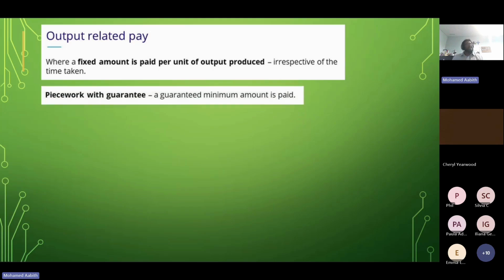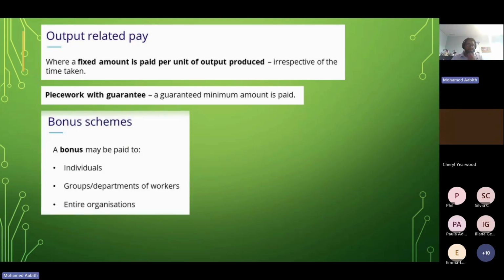So here, another one is piecework with guarantee. That is kind of the best of both worlds. So I'll pay you an hourly rate and then also I'll give you piecework with guarantee, we will see that later. We're going to give you what is the guaranteed minimum you'll get paid there.